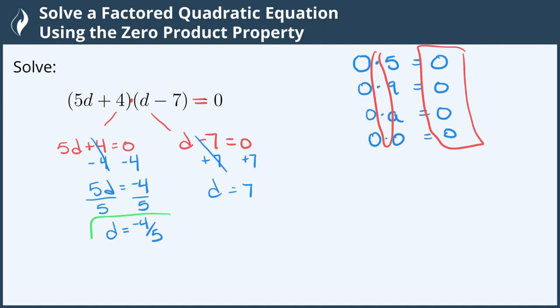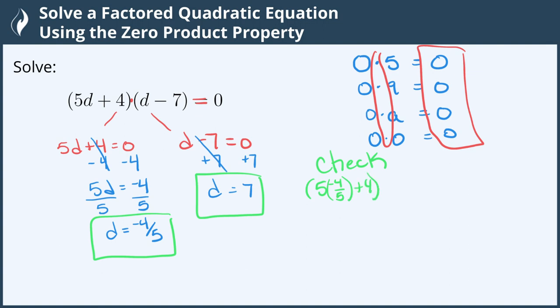So we have our two answers, d = -4/5 and d = 7, and these are the two numbers that will make this whole product 0. And we can check by substituting back in. If we substitute -4/5, we get 5 times -4/5 plus 4, multiplied by -4/5 minus 7.